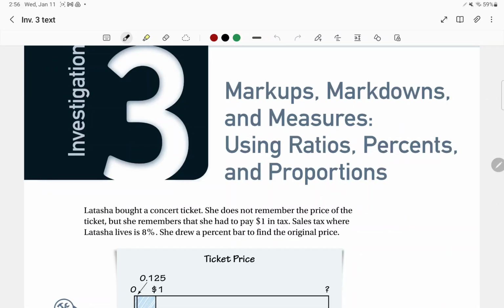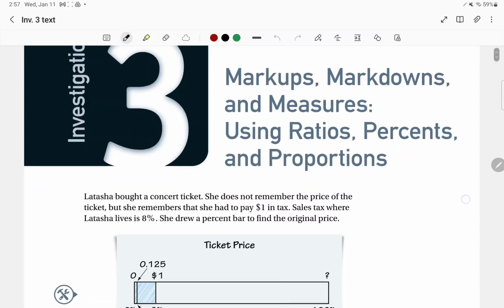Now let's take a look at investigation 3, which talks about markups, markdowns, and different measures using ratios, percents, and proportions. You've done ratio tables and percent tables in the past. This is kind of an extension off of everything that you've done there. Very, very similar though. So let's look at the problem.